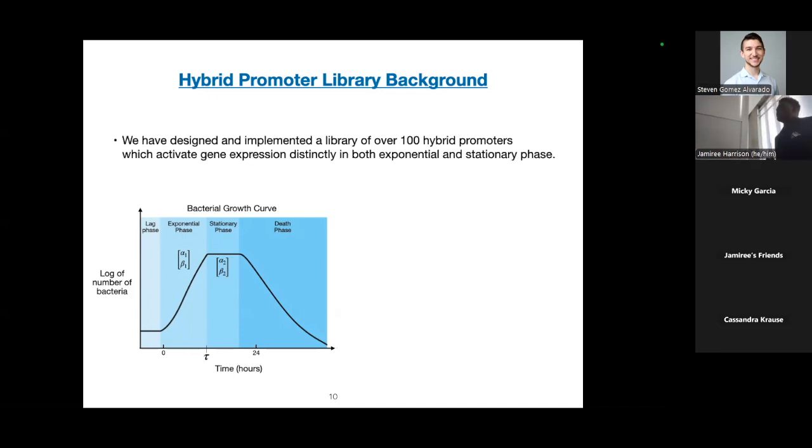So what we have done is we've designed a library of over 100 hybrid promoters, like the one you saw on the previous slide, that are able to activate gene expression distinctly in both log exponential growth phase and stationary phase, which we have represented by these two different sets of parameters here, because these parameters govern rates of synthesis that you're going to see in our next few slides.